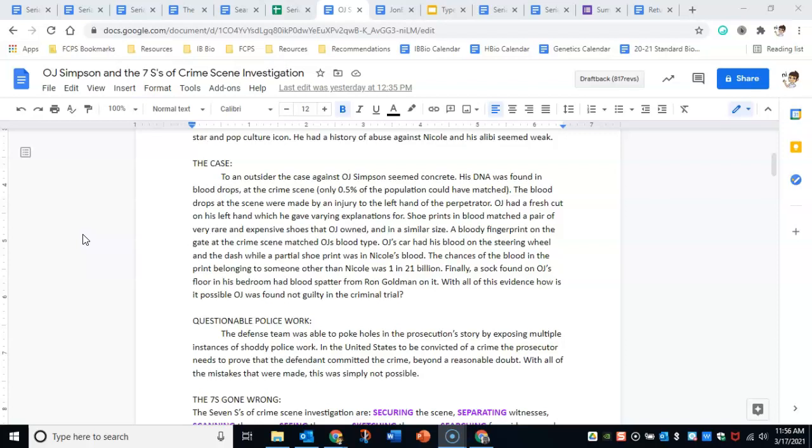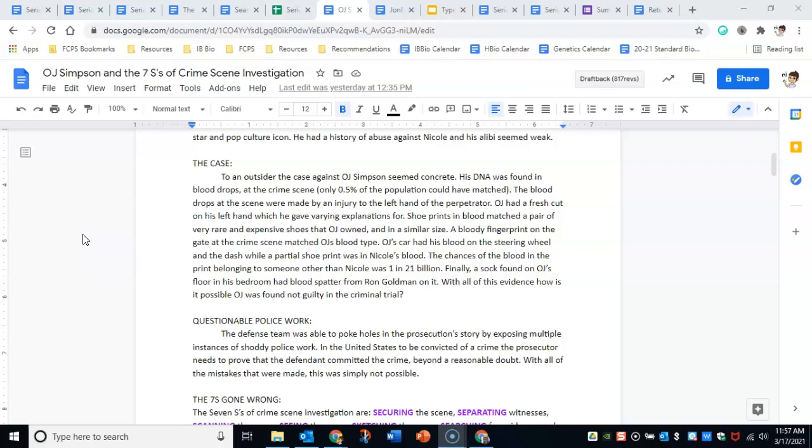Simpson seemed concrete. His DNA was found in blood drops at the crime scene. Only about 0.5% of the population could have matched. The blood drops at the scene were made by an injury to the left hand of the perpetrator, and O.J. had a fresh cut on his left hand, which he gave varying explanations for. Shoe prints in blood matched a pair of very rare and expensive shoes that O.J. owned, and in a similar size. A bloody fingerprint on the gate at the crime scene matched O.J.'s blood type.